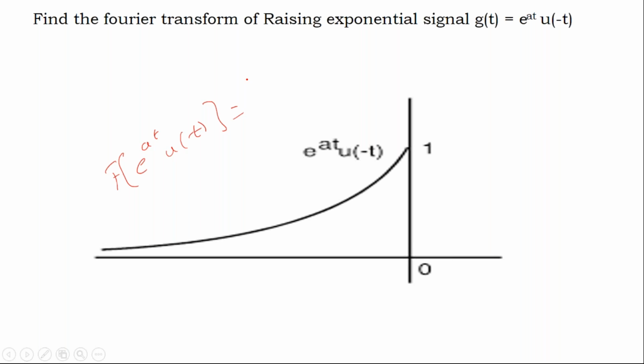In yesterday's problem, we solved the exponential signal. There we discussed three cases: case 1, case 2, case 3. Now this comes under case 2. Now tell me what is the answer. Please unmute. Yeah, tell me. 1 by a minus j omega. Yes, you are right. 1 by a minus j omega. So this is the Fourier transform of the rising pulse.